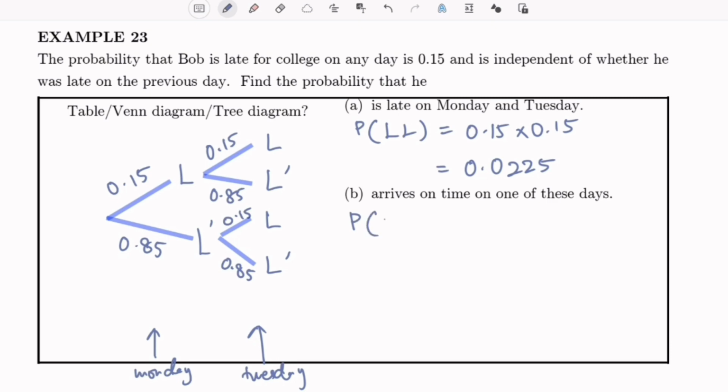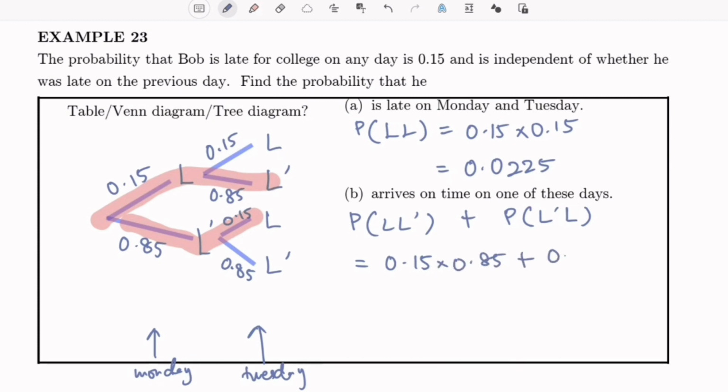Bob arrives on time on one of these days. So P(L, complement of L), or P(complement of L, and then L). Or means plus. To refer to these branches, L, and then complement of L, and then L. So 0.15 times 0.85 plus 0.85 times 0.15. That gives us 0.255.